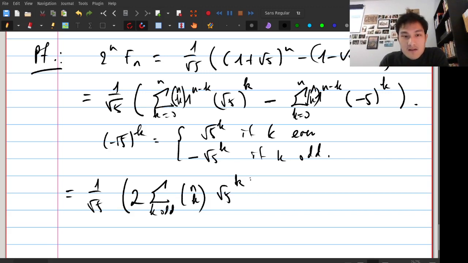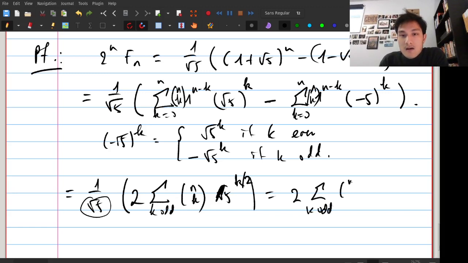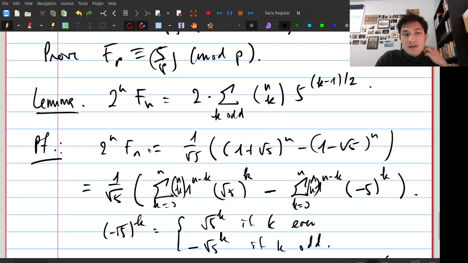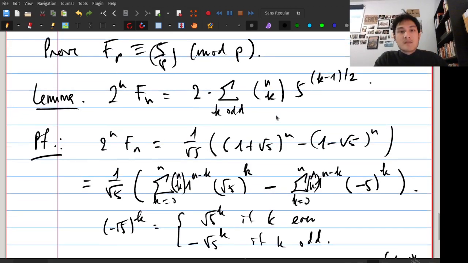So square root of 5 to the power of k is 5 to the k over 2. Let's just do that right now. K over 2, and then you minus 1 more here, so minus another half. So it's 2 times the sum over all k odd of n choose k, 5 to the (k minus 1) over 2. It's k over 2 minus half. All right, so that's the proof of this little lemma. The lemma is that, and that's going to be super useful.